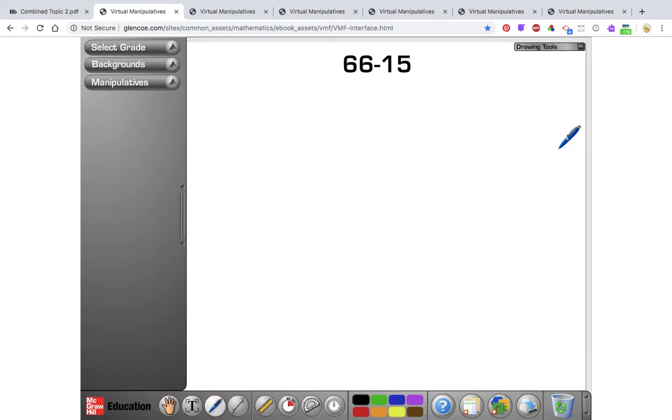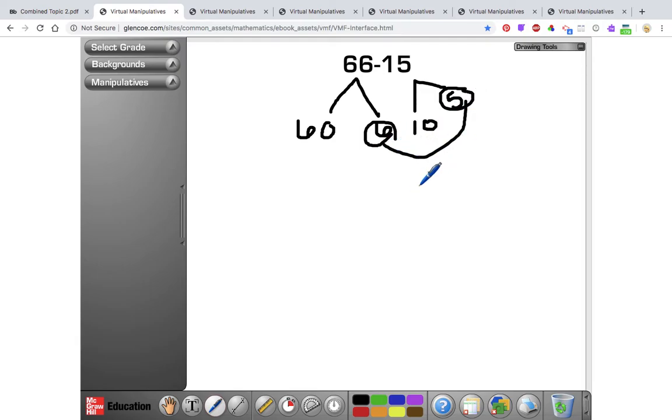So our first one that we're going to do is breaking apart the number by tens and ones. And so I would break apart each of these numbers, looking at the groups of 10 and 1. So 66 becomes 60 and 6, and 15 becomes 10 and 5. So I'm then going to take my ones and subtract those. So I know 6 minus 5 is 1. And then I'm going to take my tens and subtract those. So 60 minus 10 is 50. Then I just have to put those back together. So 50 plus 1 is 51.